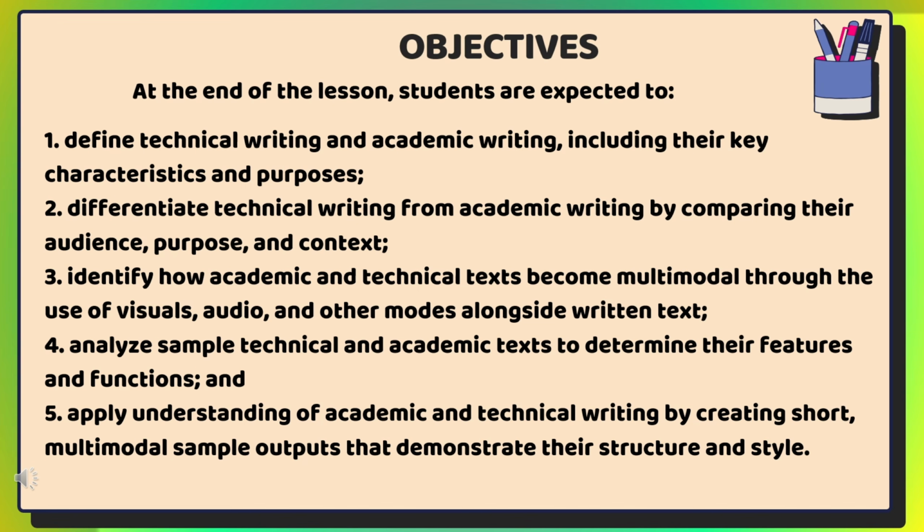3. Identify how academic and technical texts become multimodal through the use of visuals, audio, and other modes alongside written text. 4. Analyze sample technical and academic texts to determine their features and functions. And 5. Apply understanding of academic and technical writing by creating short, multimodal sample outputs that demonstrate their structure and style.